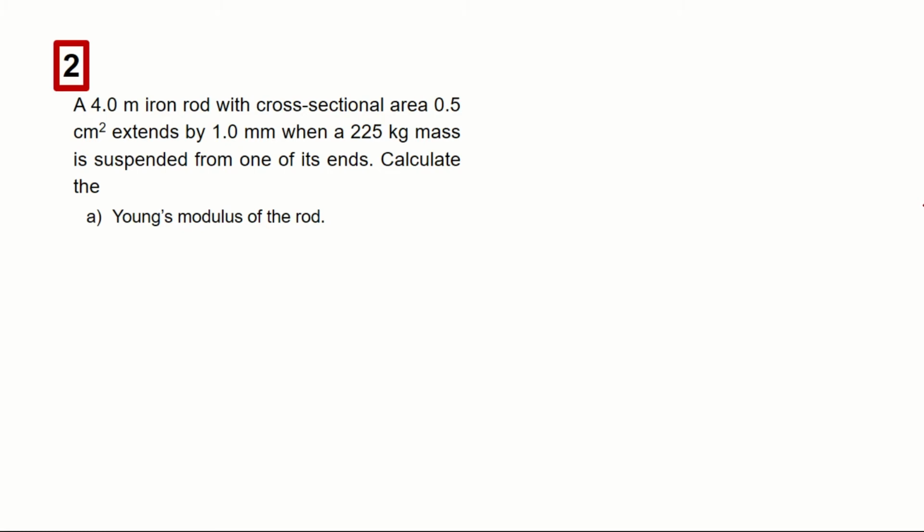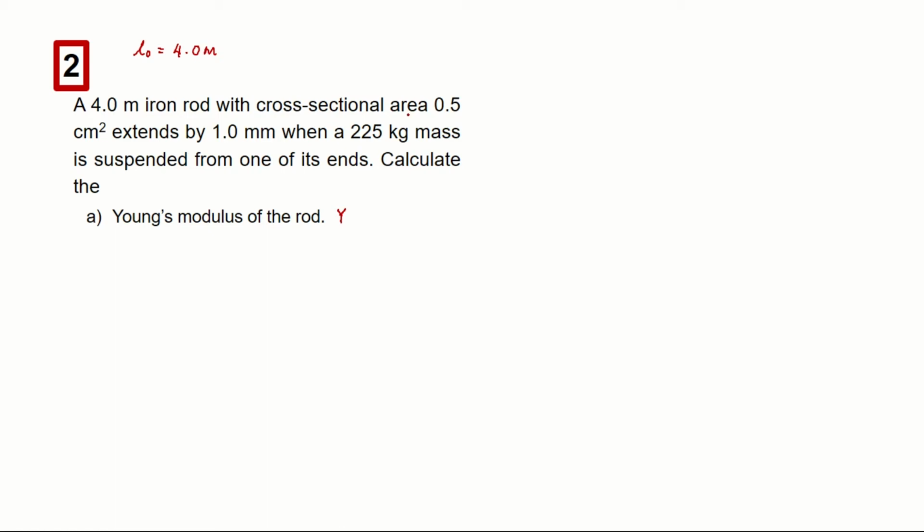Number 2: a 4 meter iron rod with cross-sectional area 0.5 cm squared extends by 1 millimeter when a 225 kg mass is suspended from one of its ends. Calculate the Young modulus Y of the rod. So here, 4 meter iron rod means that this is L naught, so L naught equals 4 meter.